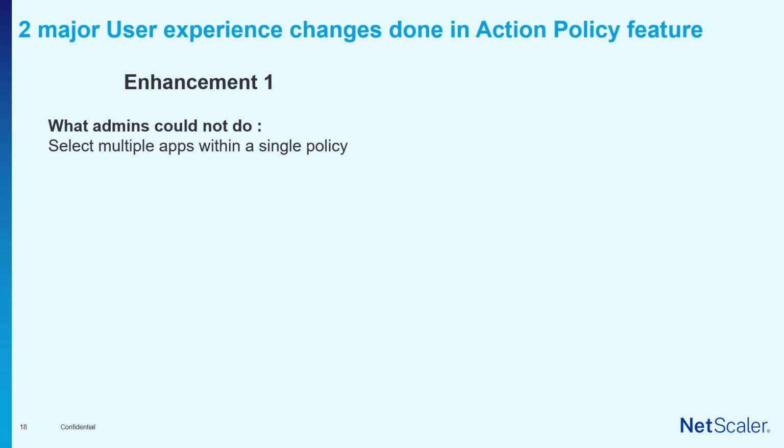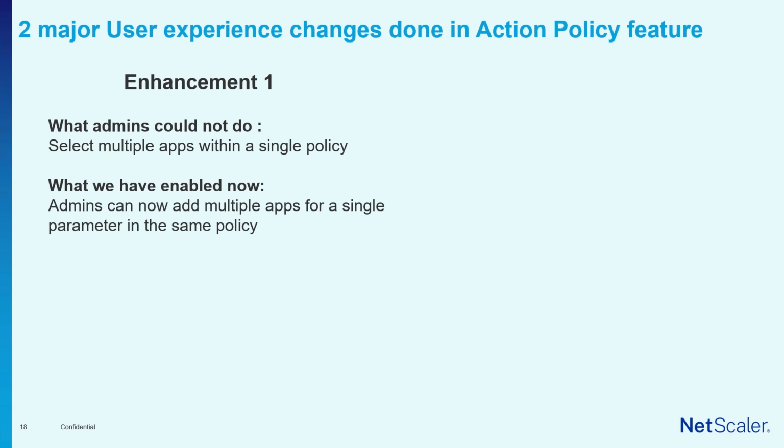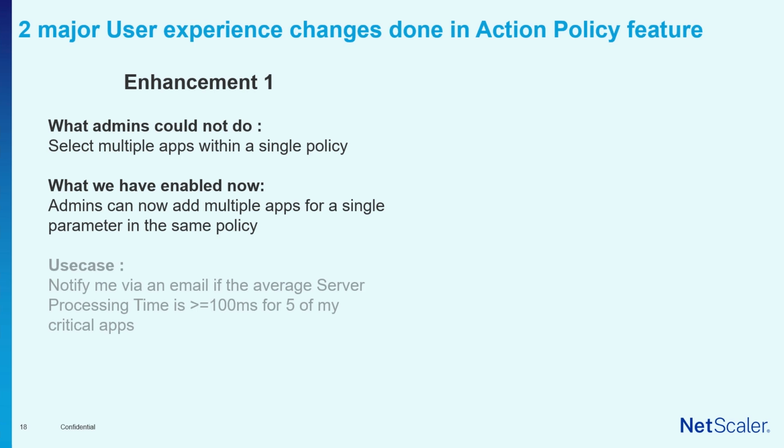When we go through the demo, I'll quickly touch upon what the action policy means for those who are hearing the action policy for the first time. But those who've used action policy in the past, I'm pretty sure these two user experiences will come in handy. So with enhancement 1, I wanted to say what the admins cannot do today or what problems they have. If there was any violation and the admin wanted to select multiple applications for a specific violation or condition, then they would have had to create multiple action policies, but we've enabled the admins to add multiple applications for a single parameter in the same policy today.